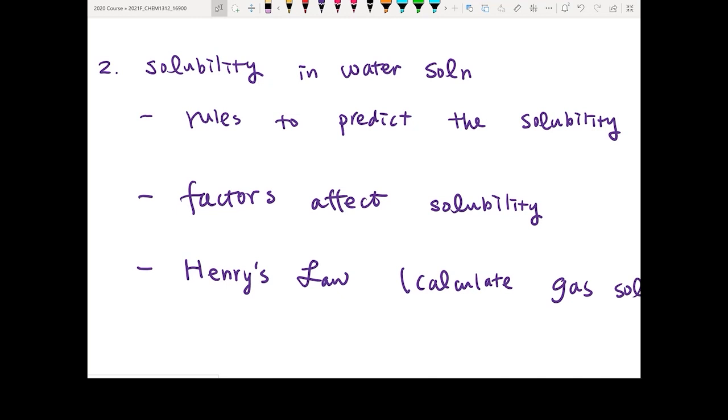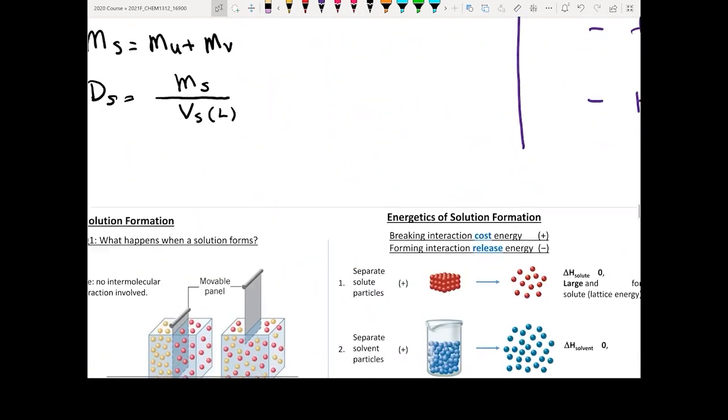Henry's law is a very simple equation. It tells you that if you know the pressure of a certain species in the air, you can predict how much of it is going to dissolve in your water solution. So here is a quick summary of today's lecture. Then we can get back to your lecture notes.